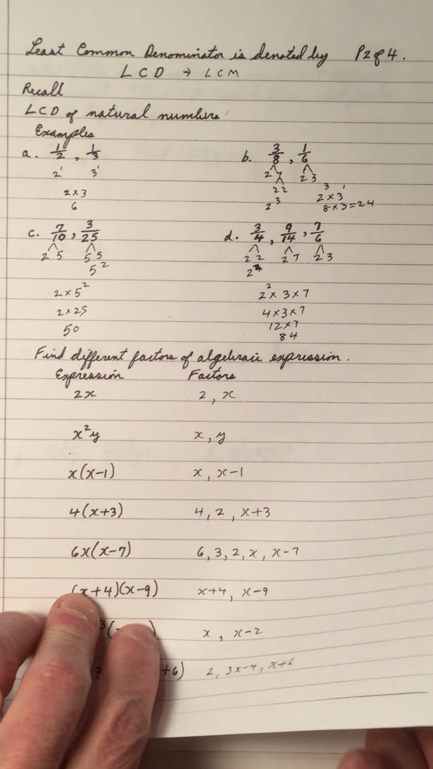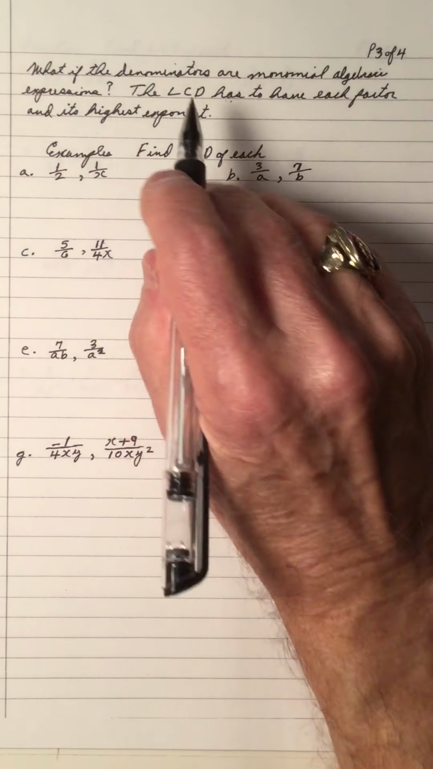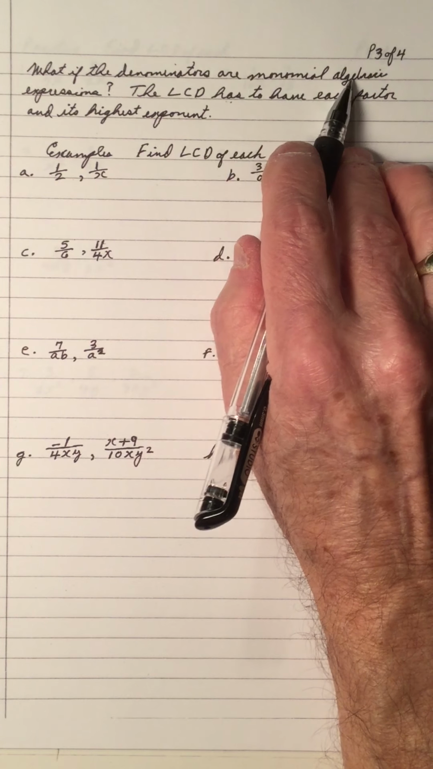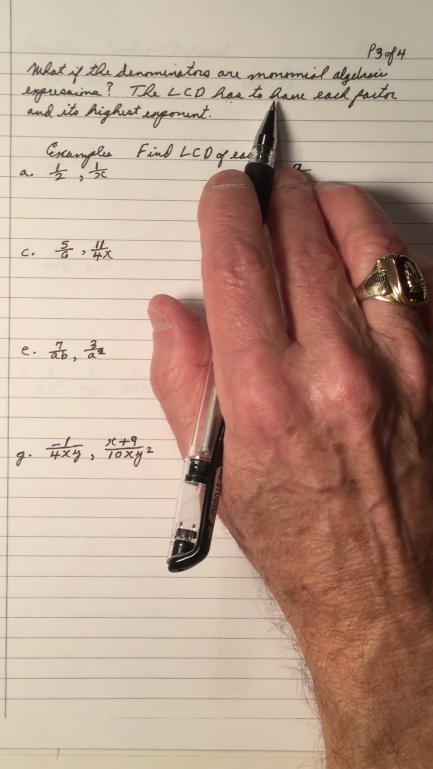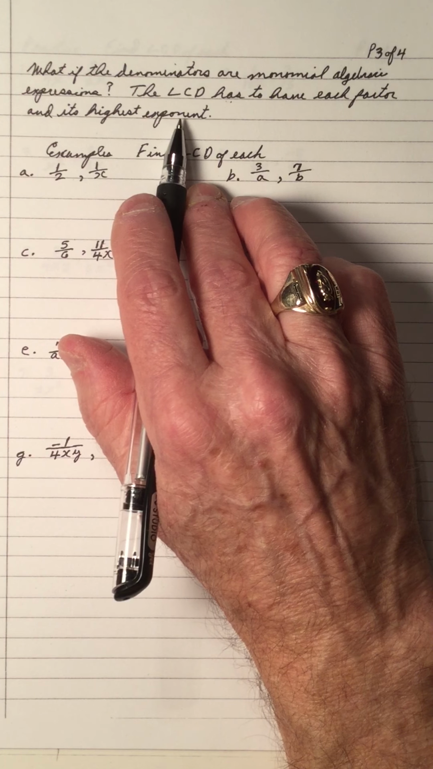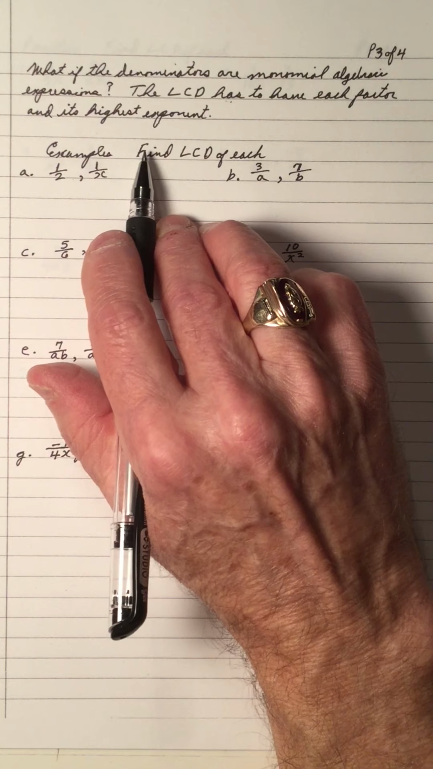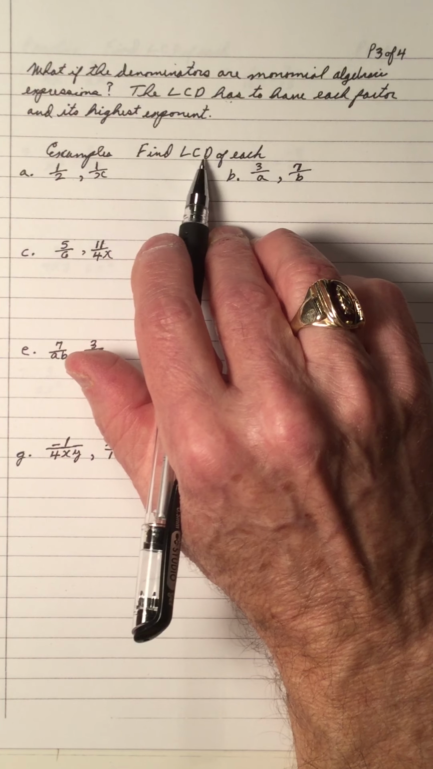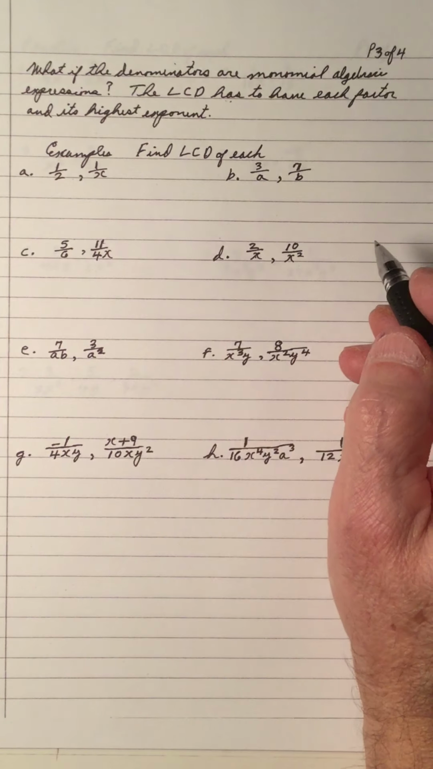Let's turn this page over. Page 3 of 4. What if the denominators are monomial algebraic expressions? The LCD has to have each factor and its highest exponent. Very same as I did with the numbers. I have to take each factor and write it down as being multiplied, and then I have to find the highest power, and then I simplify it.